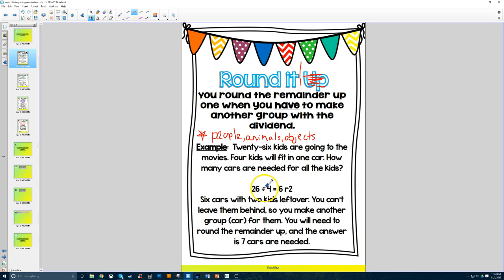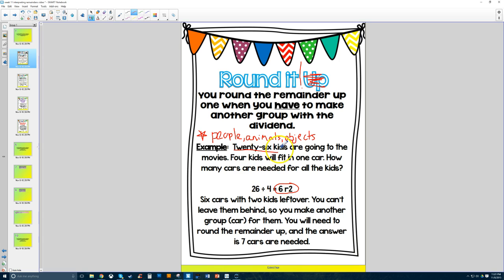So this is 26 divided by 4 because you're splitting the 26 kids into cars, and 4 kids will fit in a car, so you're doing 26 divided by 4. You get a quotient of 6 and a remainder of 2. That basically means that there are 6 cars, and we know that if there are 6 cars and 4 kids in each car, that is 24 kids being taken care of.